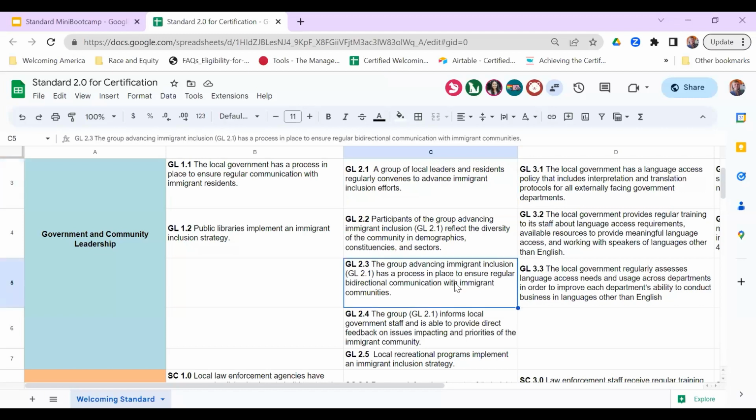There's bi-directional communication with the group, being able to provide feedback directly to the local government. So here we would expect perhaps that staff person that was named in 1.0 to be attending the meetings, but also to ensure that there's opportunity for other departments to be receiving that feedback as well. And then finally, we have local recreational programs implementing an immigrant inclusion strategy as well. This does not have to be recreational programs through your local government. It could be other programs, perhaps the YMCA, a local summer camp, or other type of recreational programs.